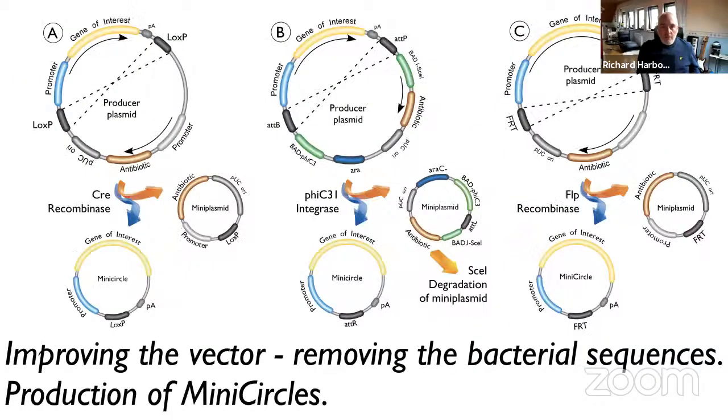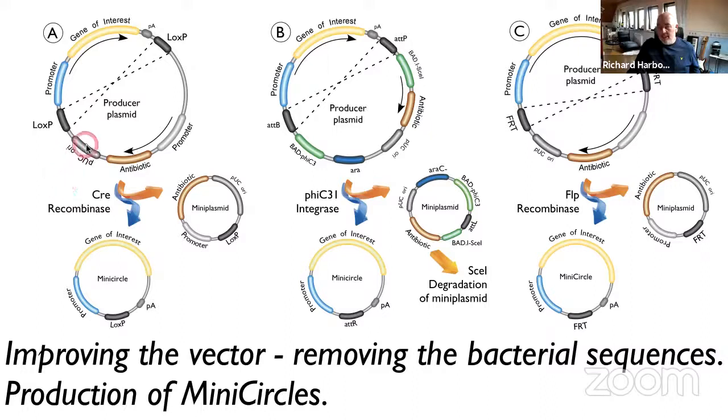So I'll just tell you, we use some clever engineering to make our vectors. When I was in London, we made these things called minicircles. If you just look at this top left picture, A, most of us are familiar with making circles of DNA in bacteria and then using that DNA for some other purpose. What we might not consider is that half or more of this DNA is exclusively bacterial and necessary for its function in bacteria, but it's actually toxic to a human or mammalian cell.